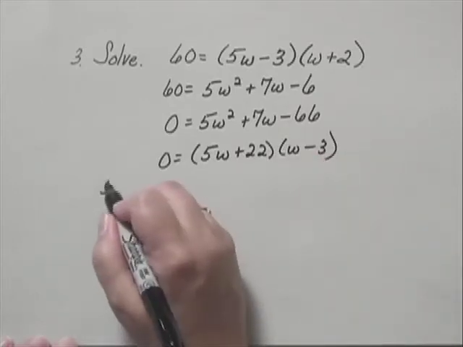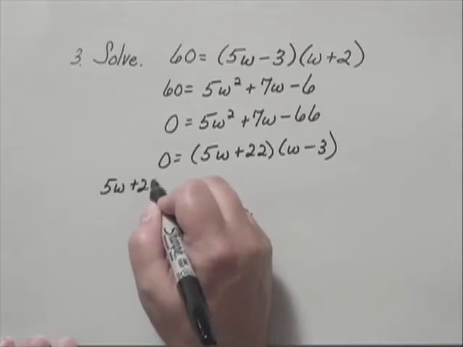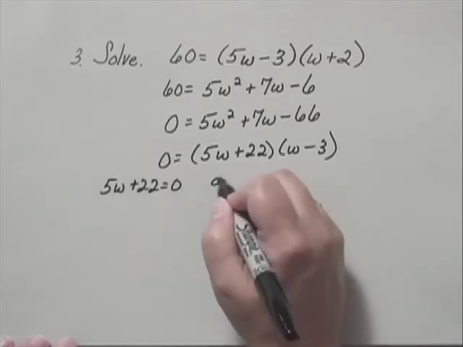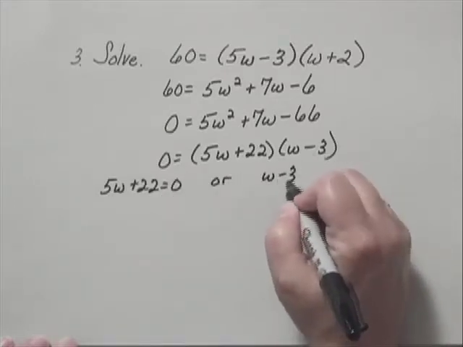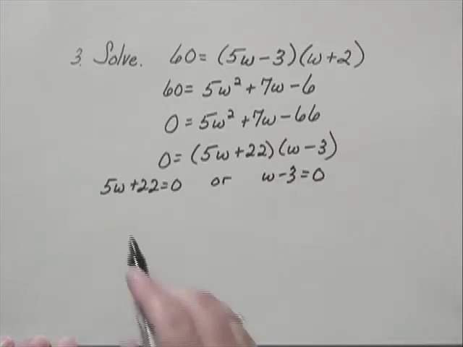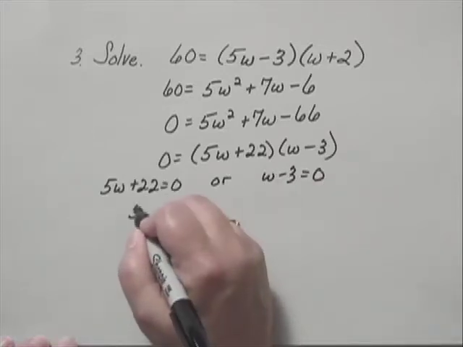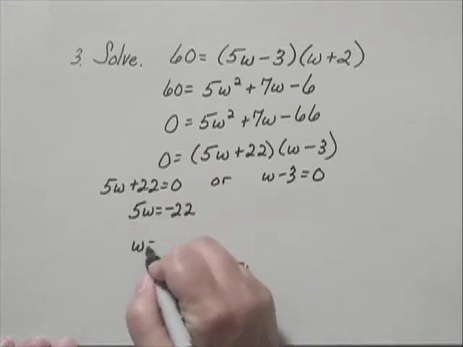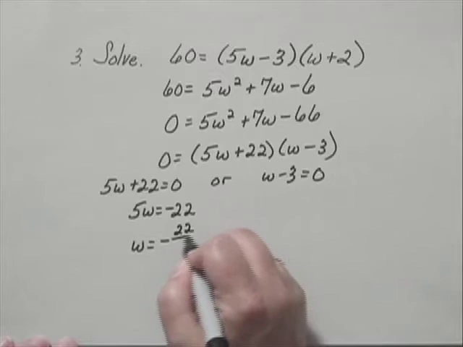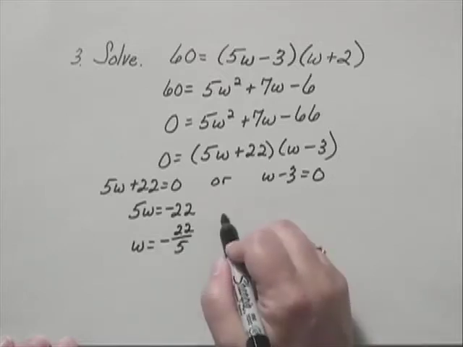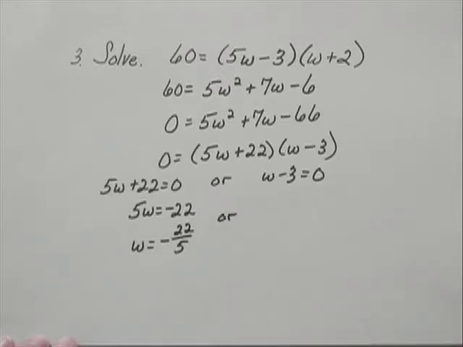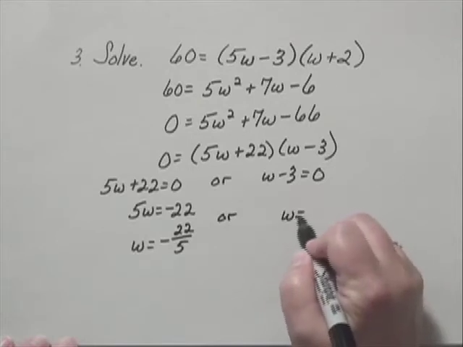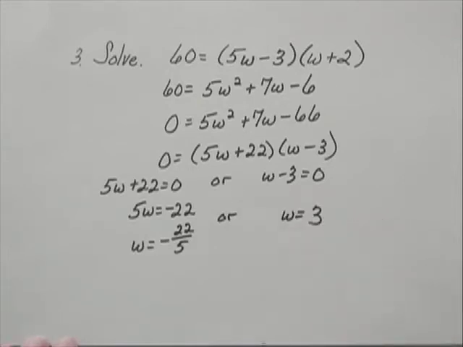So I can say that 5W plus 22 equals 0, or W minus 3 equals 0. Subtracting 22, I have 5W equals negative 22, or W equals negative 22 fifths. Or solving here, adding 3 to both sides, I have W equals 3. So I have two possibilities for W, negative 22 fifths or 3.